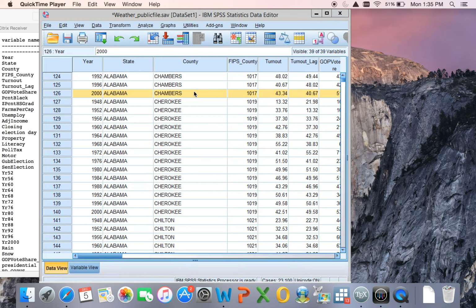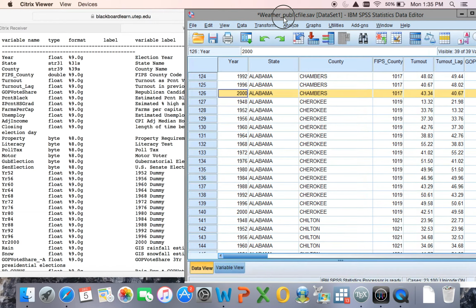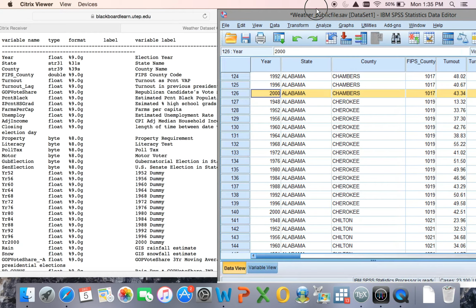In this video, we're going to run bivariate and multivariate regressions. To follow along, download and then open up the weather dataset that's in Blackboard under the Datasets and Codebooks tab, along with the codebook. It's a fairly large dataset.